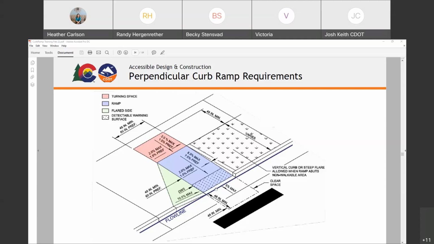So you've got your typical dimensions. 8.3 is generally your max running slope. We try to say 7.5 is your preferred. So if you shoot for 7.5, then with tolerances in construction, you should still be able to hit that 8.3.